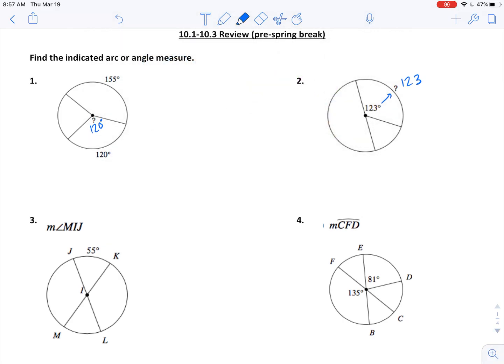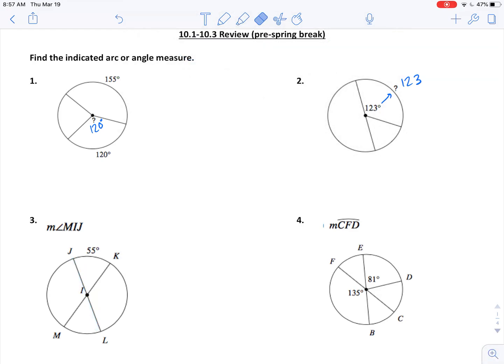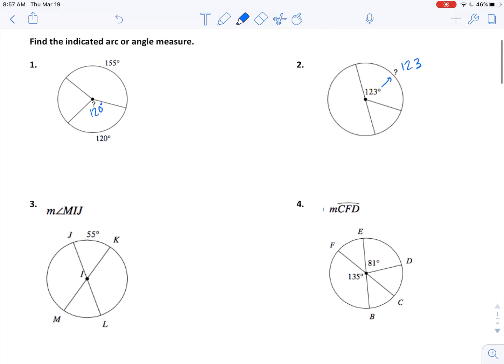All right, so things you should always be looking out for here. I've got diameters. And what does a diameter intercept? What measure does that straight angle have? Or what measure does this arc have if it's cut by a diameter? So why don't you guys try 3 and 4, pause the video, and then you can check back in and see how it went.